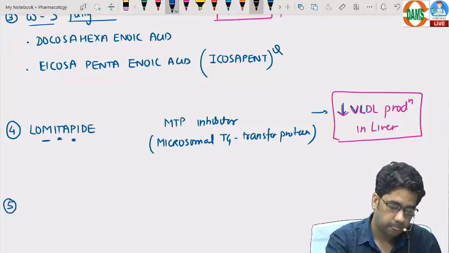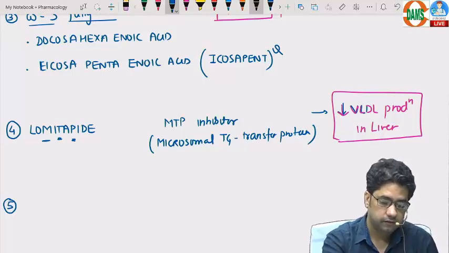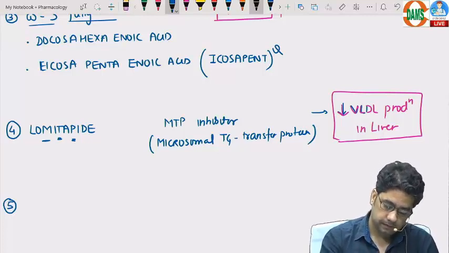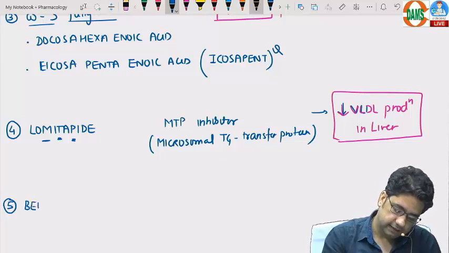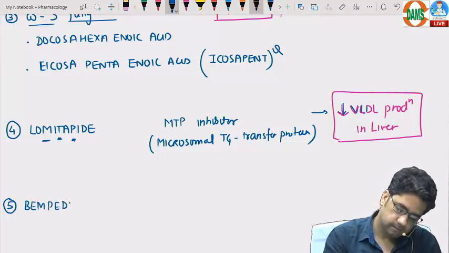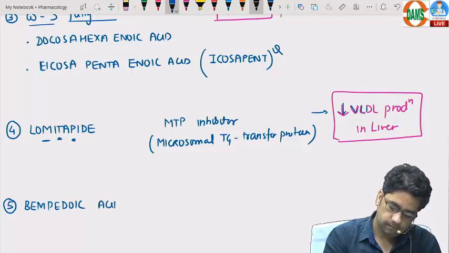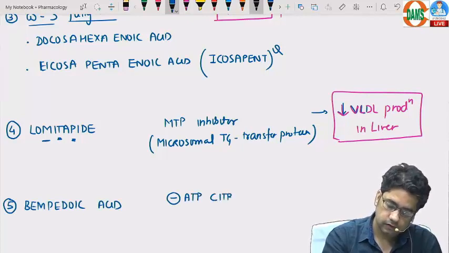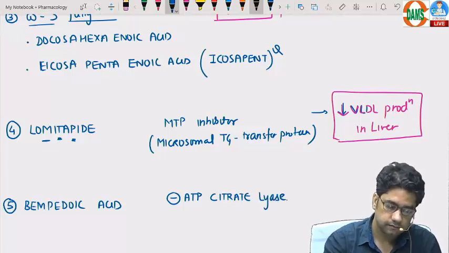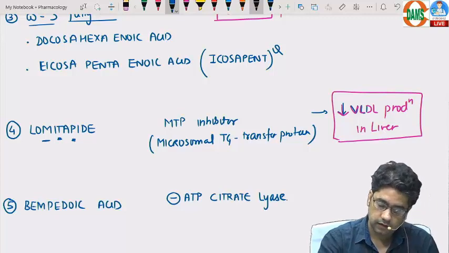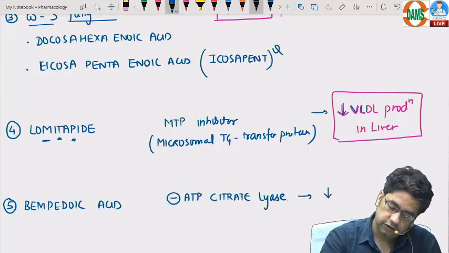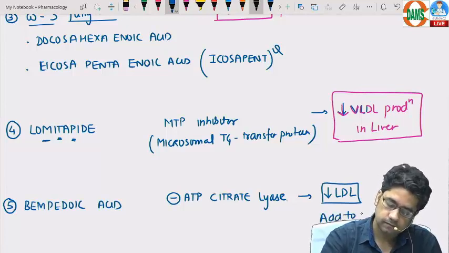Fifth, bempedoic acid, new drug. Bempedoic acid inhibits ATP citrate lyase, decreases LDL production. Add-on drug to statin.